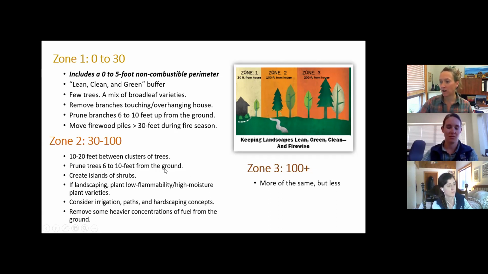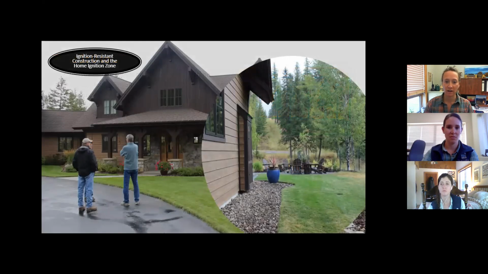And then again, we've got that space, that 30 to 100 feet, where we're still pruning trees, leaving distance between clusters of trees, using some thoughtful landscaping techniques, paths, irrigation, ponds, whatever it is that you like, to break up the continuity of fuels out there. And then if you've got 100 foot, 200 foot, just keep doing more of the same.